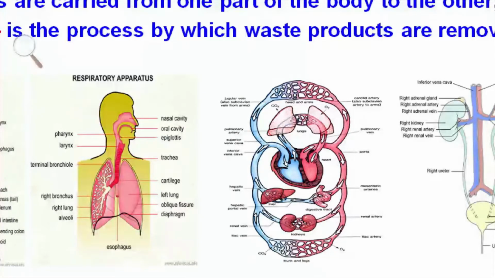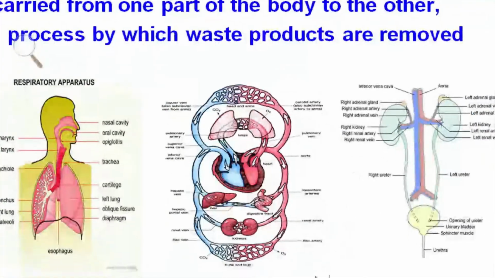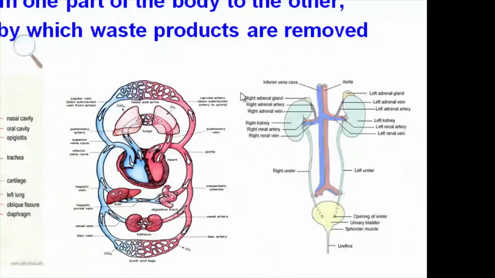If we talk of the transportation system, then we have the lungs, the heart and the human cells. The heart has 4 chambers, as we all know, and we will discuss it when we discuss transportation. And here comes the kidney. The excretory system consists of a pair of kidneys, ureter, urinary bladder and urethra.